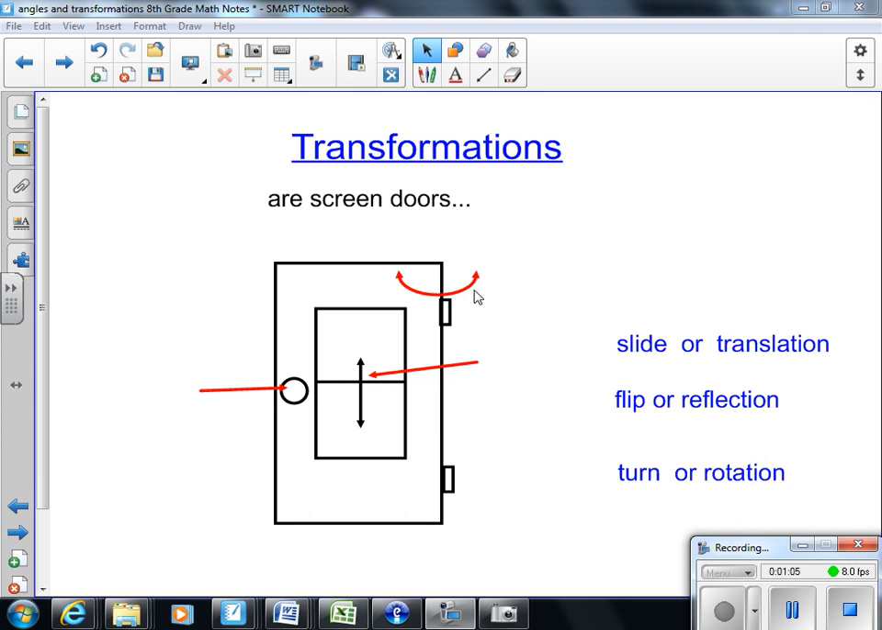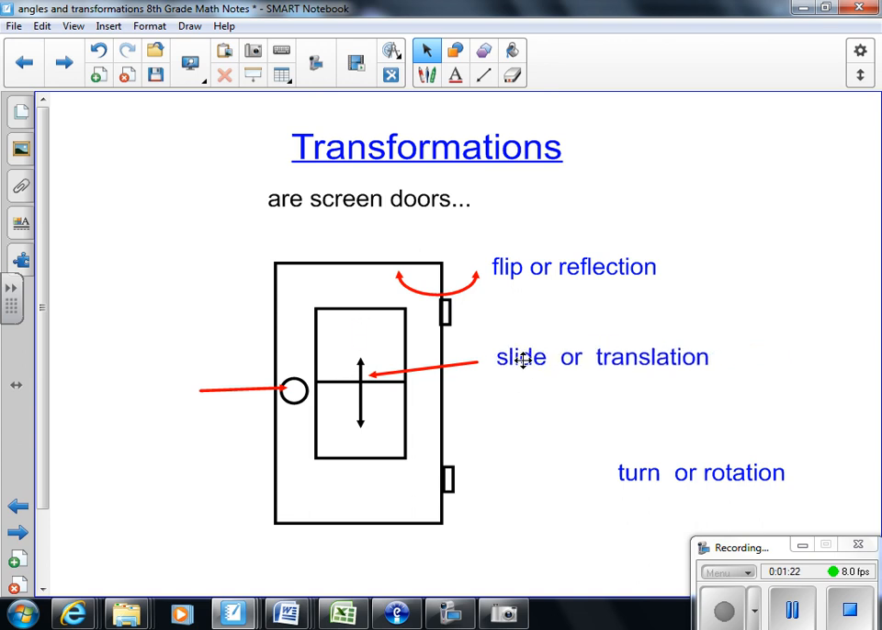It represents the hinge that causes this door to move. All right, that's going to be a flip or reflection. In other words, if I were to move the door, it would look exactly the same on this side. Okay, what about this one? The screen being moved up or down. Okay, that is a slide or translation. Very good. And the last part's the doorknob. What happens if I turn the doorknob? Okay, that would be a turn or a rotation.